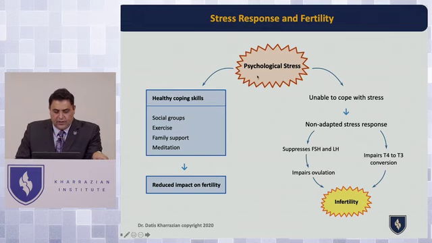So once again, psychological stress, if there's healthy coping skills, social groups, exercise, family support, medication, that reduces the impact on fertility. So one of the questions you want to ask in your workup is, what are your stress coping skills? What do you do with stress? When you have stress, do you actually implement them? What do you do for that? If they have inability to cope with stress, non-adaptive stress response, suppression of FSH and LH, impairs ovulation, impairs T4 to T3 conversion, you have infertility.